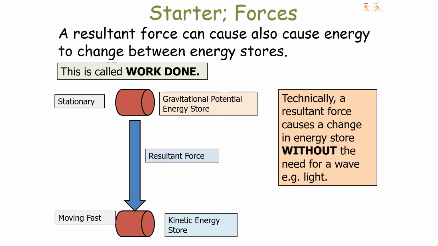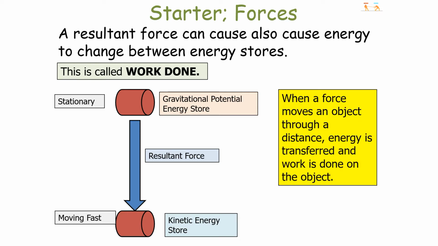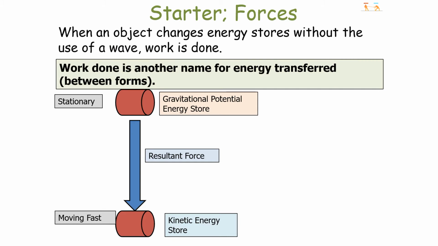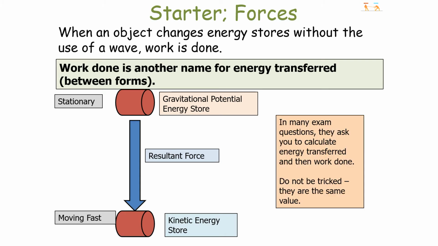Technically a resultant force causes a change in energy store without the need for a wave, such as light. So when a force moves an object through a distance, energy is transferred and work is done on the object. When an object changes energy stores without the use of a wave, work is done. This means work done is another name for energy transferred between two forms, such as from gravitational potential energy to kinetic energy. In many examination questions they will ask you to calculate energy transferred and then work done. Do not be tricked, they are in fact the same value.